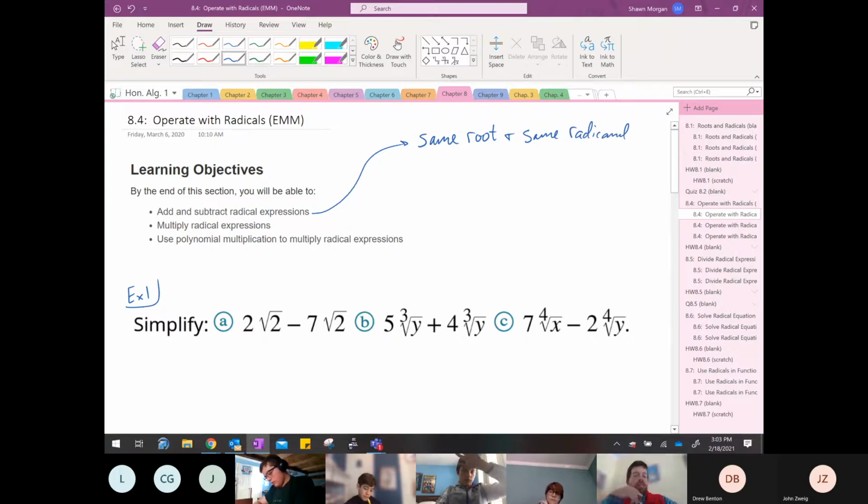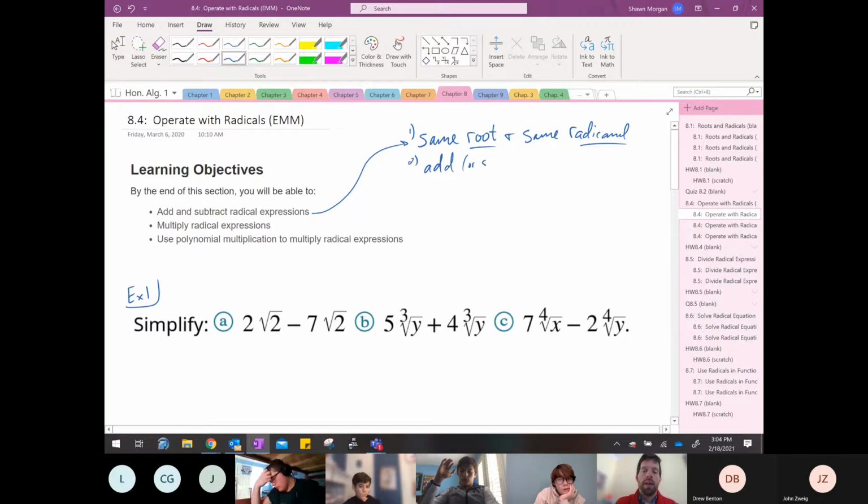Now the same root means that I've got to add a square root with a square root or a cube root with a cube root. Same radicand means I've got to have the square root of 3 plus the square root of 3. I can't say the square root of 3 plus the square root of 5. Those don't work. So there's two requirements. Once that's in place, then the second thing you would do is add or subtract, whichever it be, the coefficients. All right, the coefficients. So with that being said, look at example 1 part A with me here.